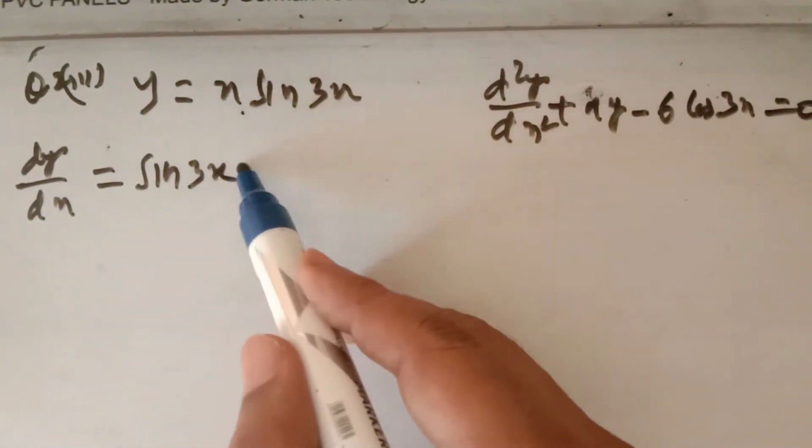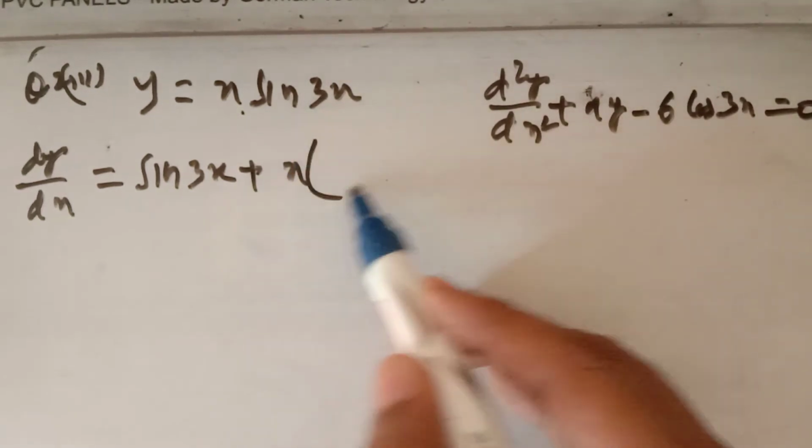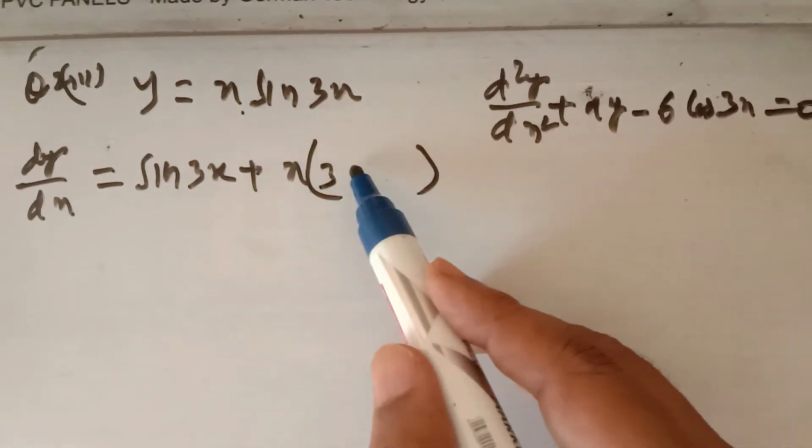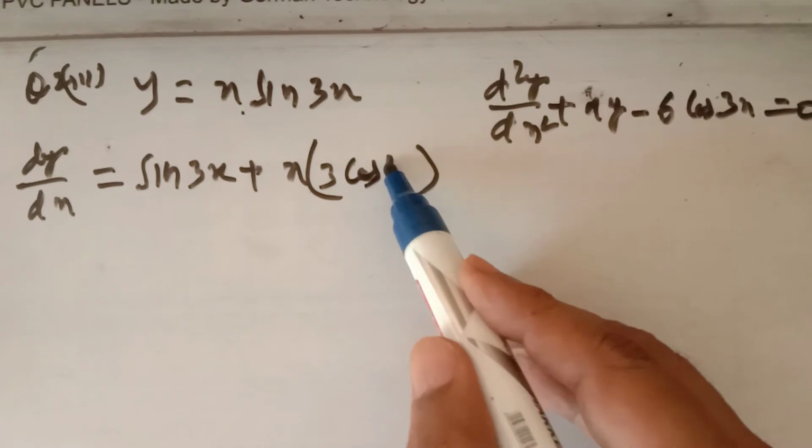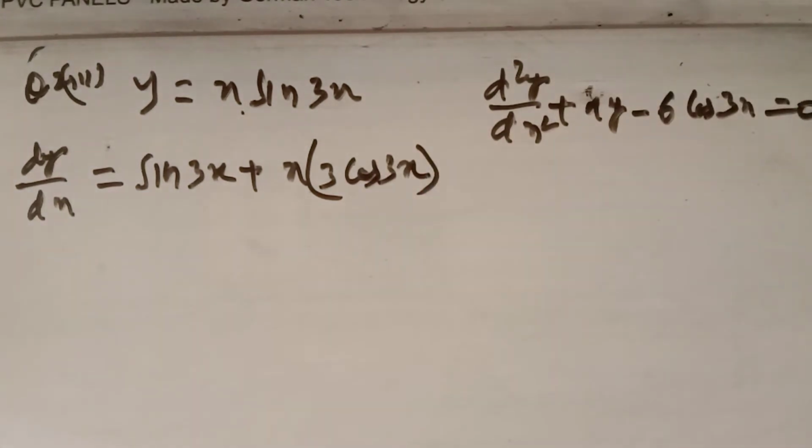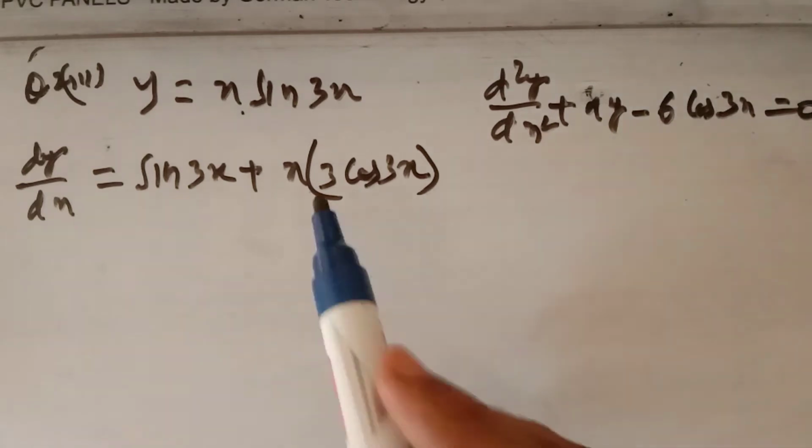First I have differentiated this x, then I have differentiated this sin 3x, which will be 3 cos 3x. This is the first derivative. Now you can easily find its second derivative, which is, again, you have to use the product rule here.